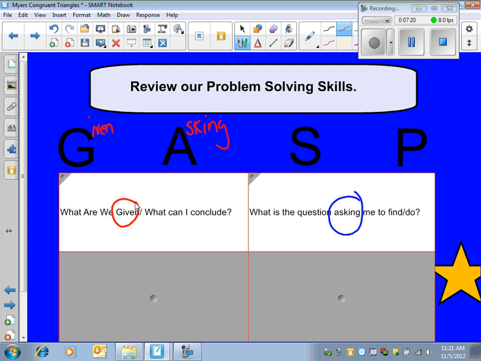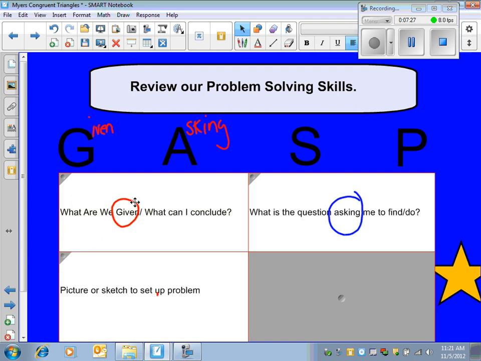All right, you want to take a guess at what the S stands for? Oh, who said that? Someone said it. We have to sketch or set up the problem. Sketch and set up the problem. These are our problem-solving skills. All right, we figure out what's given. What can we conclude from what's given? What are they asking? Sketch the picture and set up the picture.